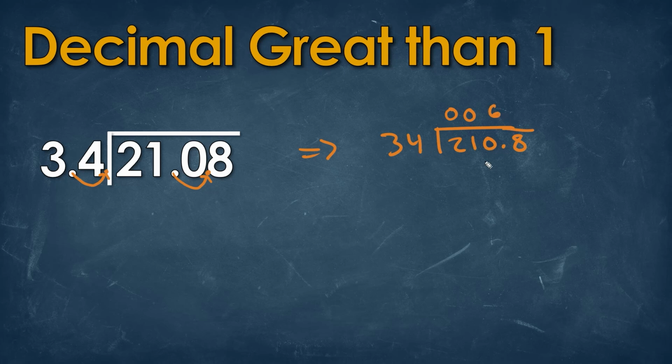6 times 4 is 24. 6 times 3 is 18. Plus 2, that's going to be 20. We subtract that. We should get 6.8, and that's going to be 2. The decimal place, again, goes right where it falls in line. So we end up having 6.2.